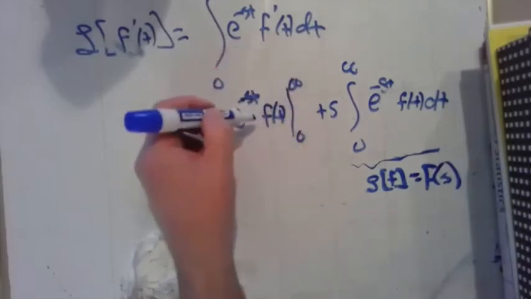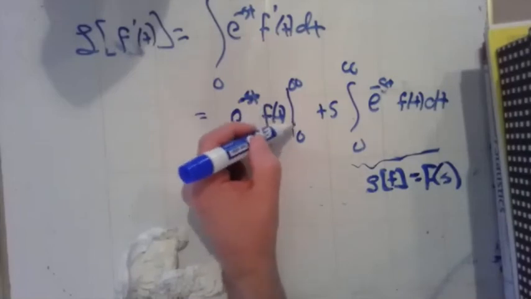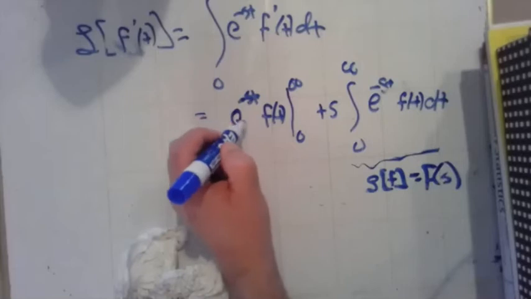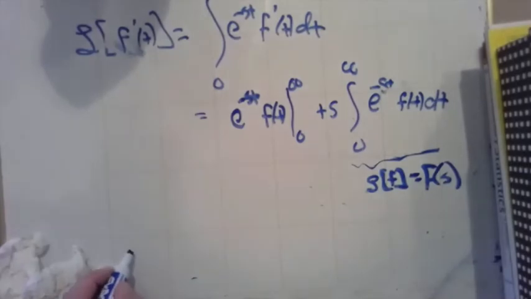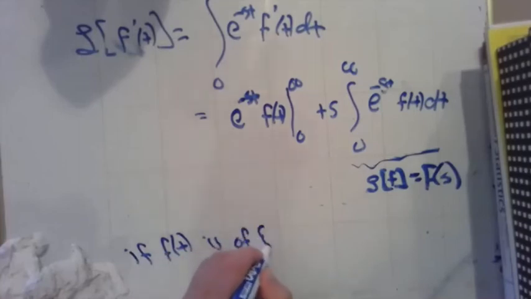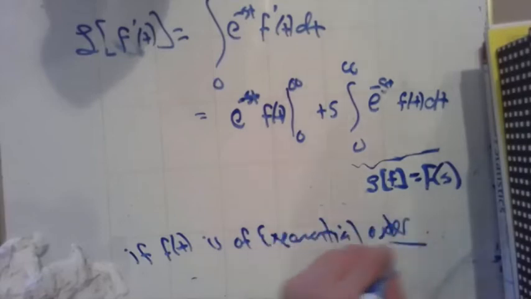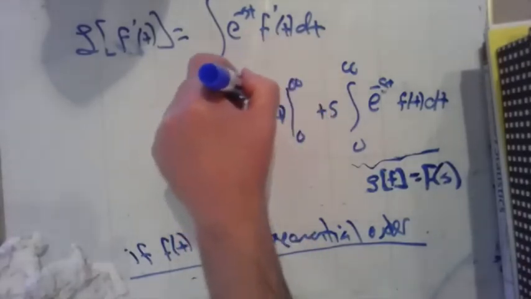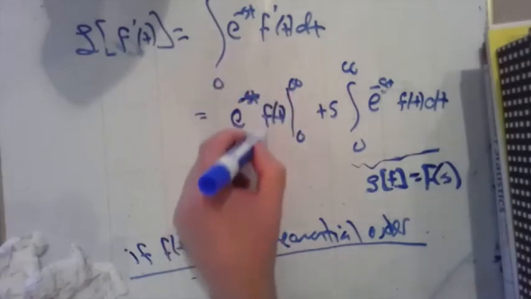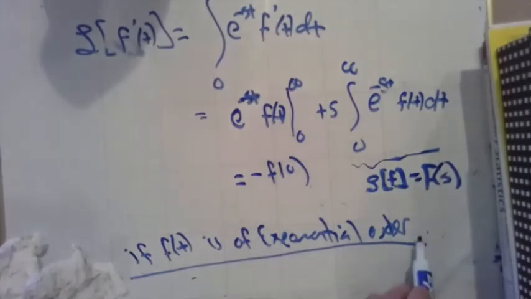When I plug in my limits here, as long as my function doesn't grow too rapidly, this guy is going to dominate this guy. So as long as f of t is of exponential order, then the exponential will dominate, and when we go to infinity, this will go to 0, and this all becomes negative f of 0. So what do we mean by exponential order?